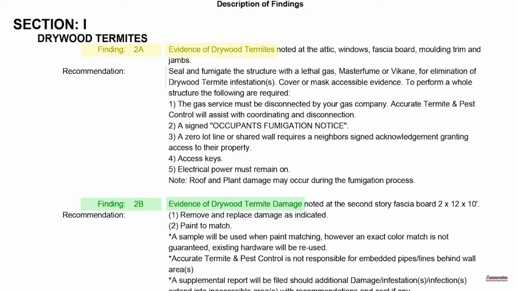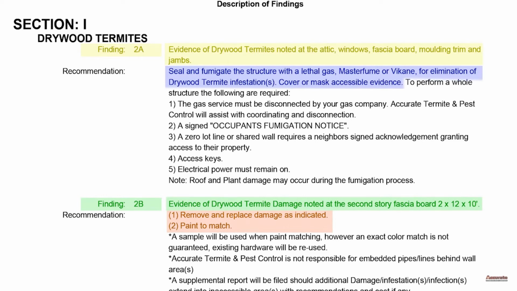In this case, you will note that 2A refers to the finding of evidence of drywood termites in several areas, including the attic, windows, fascia, moldings, and trims and jambs. In this particular case, the recommended treatment is to seal and fumigate the structure for drywood termite eradication. For this report, Code 2B refers to damage to second-story fascia boards caused by drywood termites. The recommended course of action for this particular finding is to remove and replace the affected wood member, and then prime and paint the new wood member to match the surrounding areas.